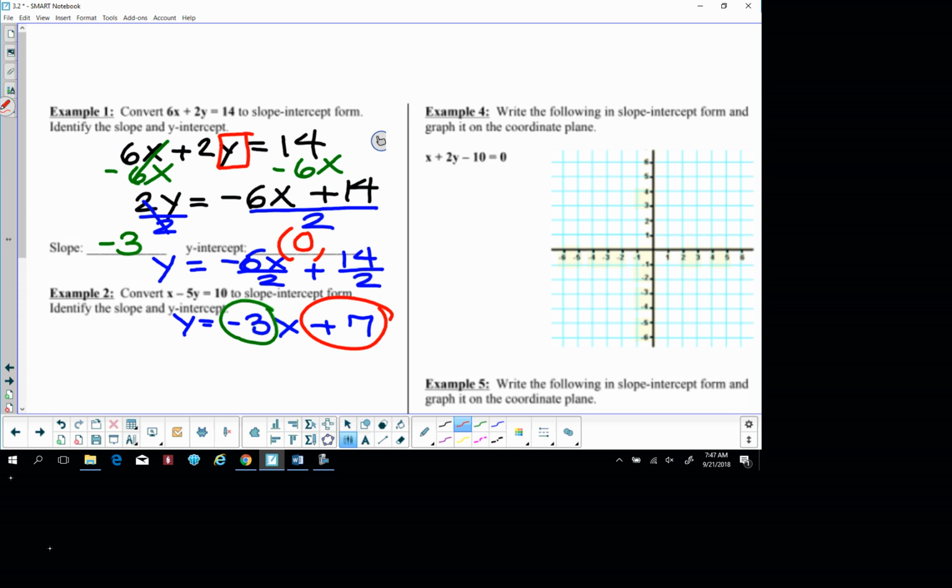And so I want you guys to get used to writing it as a point. Y-intercept means your x is 0. So your y-intercept, your x-coordinate will always be 0. You're always going to be filling in this right here.